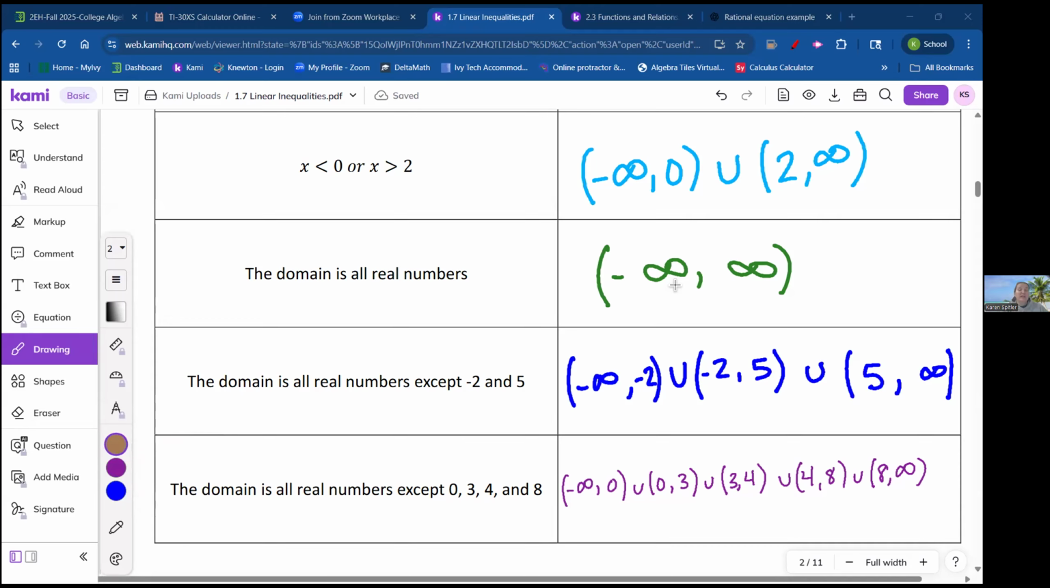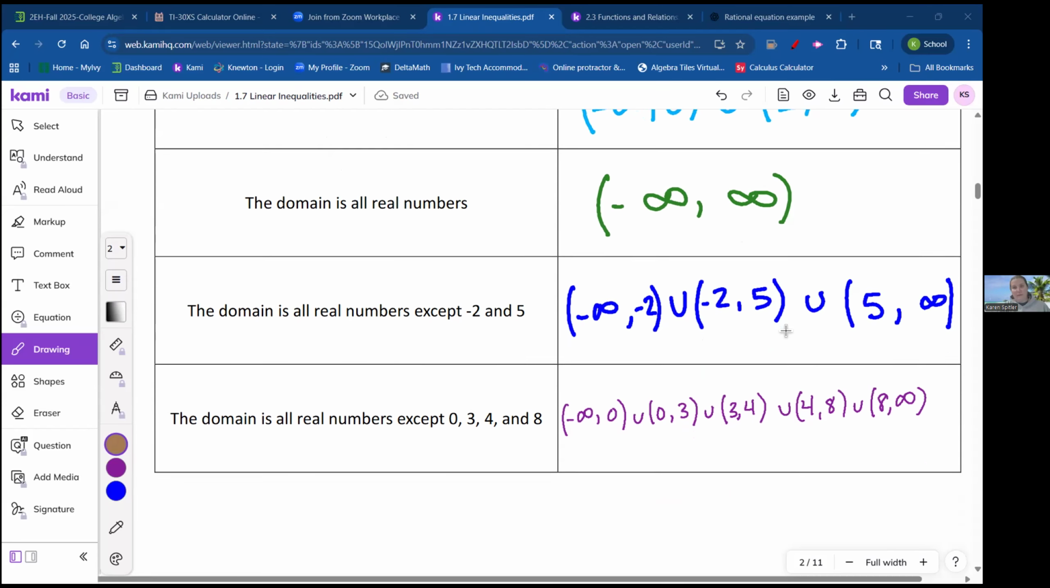The purple is just a longer version of the blue. There's more things to skip in the purple. But the blue has things to skip, just less of them. All right. Any questions? Because now we are going to just keep using interval notation to do our domains.